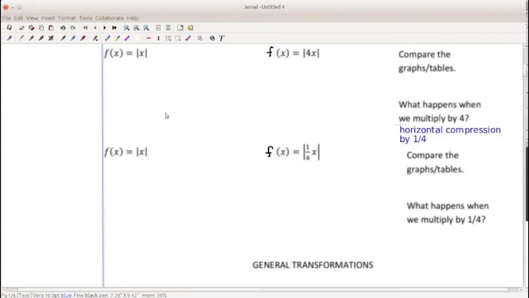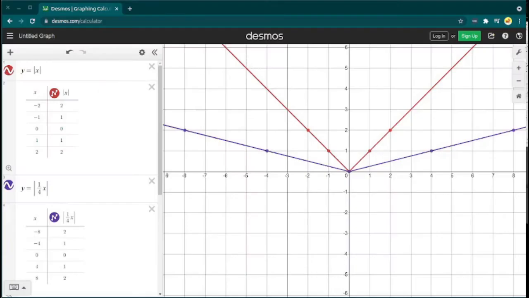In contrast, let's take a look at the graph of absolute value of x and the graph of 1/4 x. Maybe you can guess, even before seeing the graphs, what's going to happen here. So again, you can see their graphs and the table of values. Take a minute to think about what in the world happened when I added this 1/4 in. You may be noticing that instead of going over 1, up 1, I now have to go over 4 to get to the same y value.